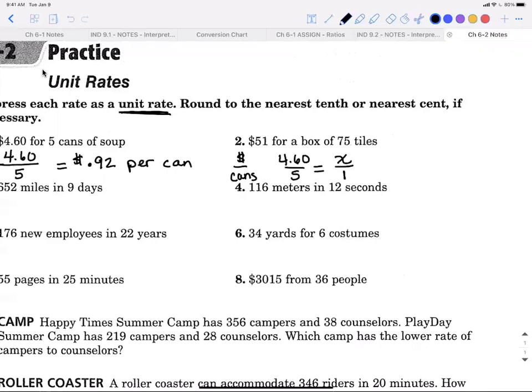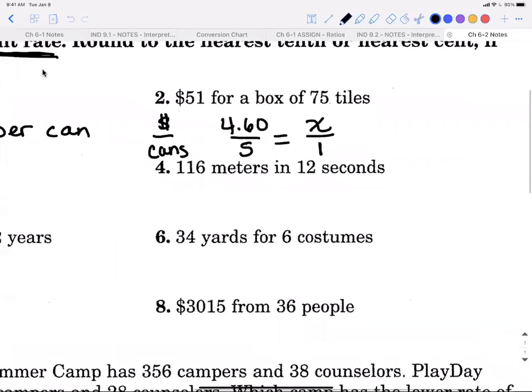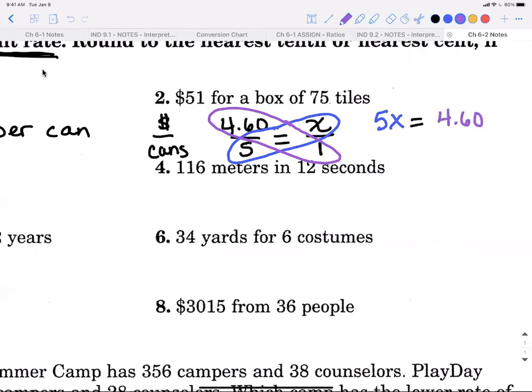Okay. Well, when you've got 2 fractions that equal each other, it's a silly reminder, but it's the butterfly trick. If you think of what a butterfly looks like, we're going to go this way and we're going to go this way. The reason I'm showing you the long way is because when we get to the bottom half of the page, you are going to have to use this longer way. So you cross multiply. You multiply 5 times x to get 5x equals, and then you multiply 1 times $4.60, which still stays $4.60.